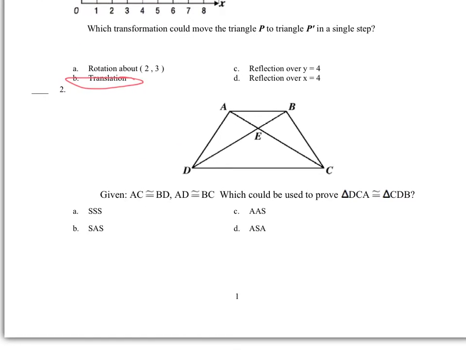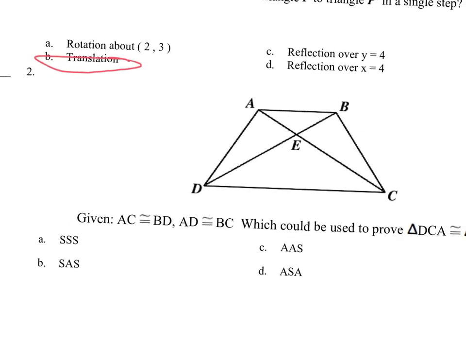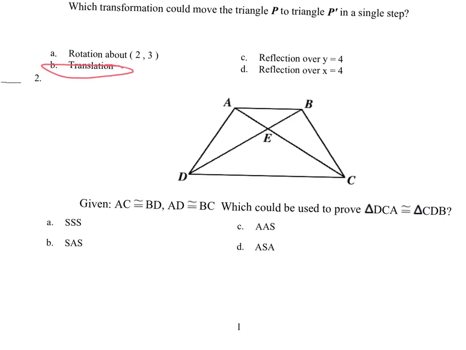Number 2, this one is kind of tricky because our triangles are kind of overlapping each other in a weird way. But what we have are two triangles. We have this triangle and we have this triangle. They're telling us that AC is congruent to BD. Well, AC is this side of that blue triangle. BD is this side of the red triangle.